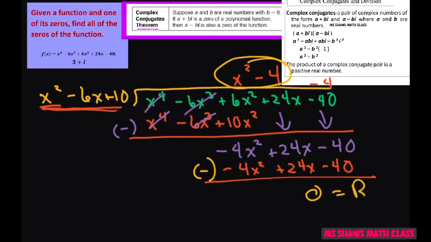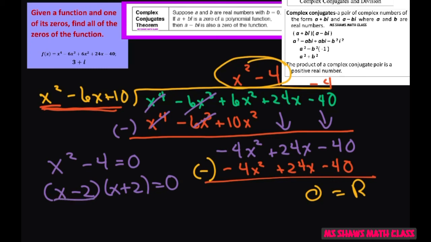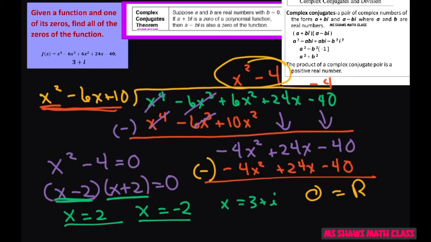Since it's a factor, set this to 0. You can either factor this, or I'll just factor this as x minus 2 times x plus 2 equals 0. So for this one, if you set this piece to 0, you get x equals 2. You set this piece to 0, you get x equals negative 2. So there's our 2 additional zeros, along with x equals 3 plus i and x equals 3 minus i. And there's your 4 zeros.